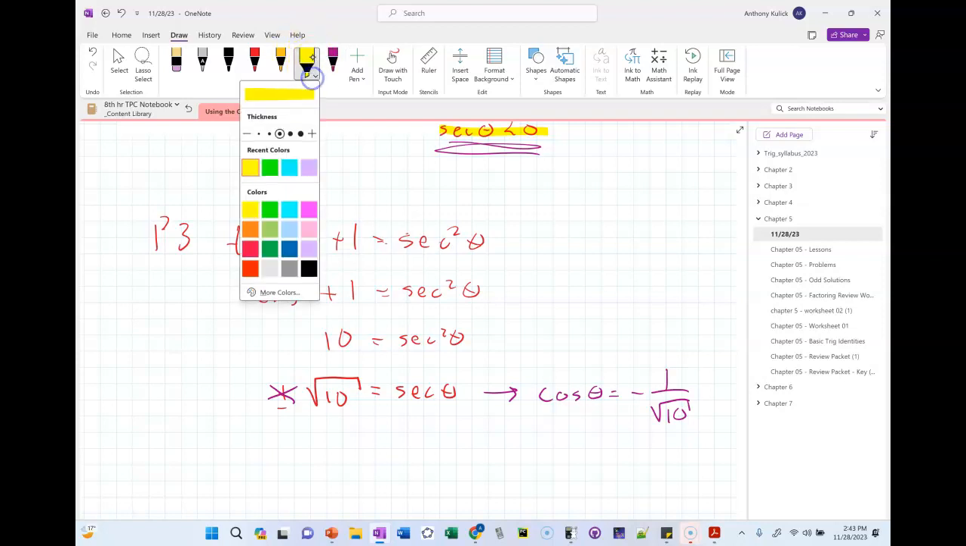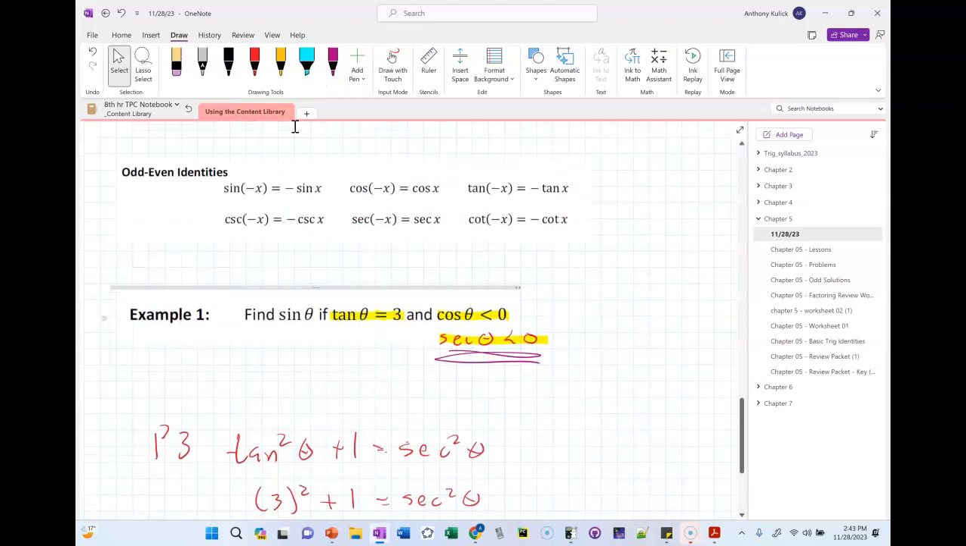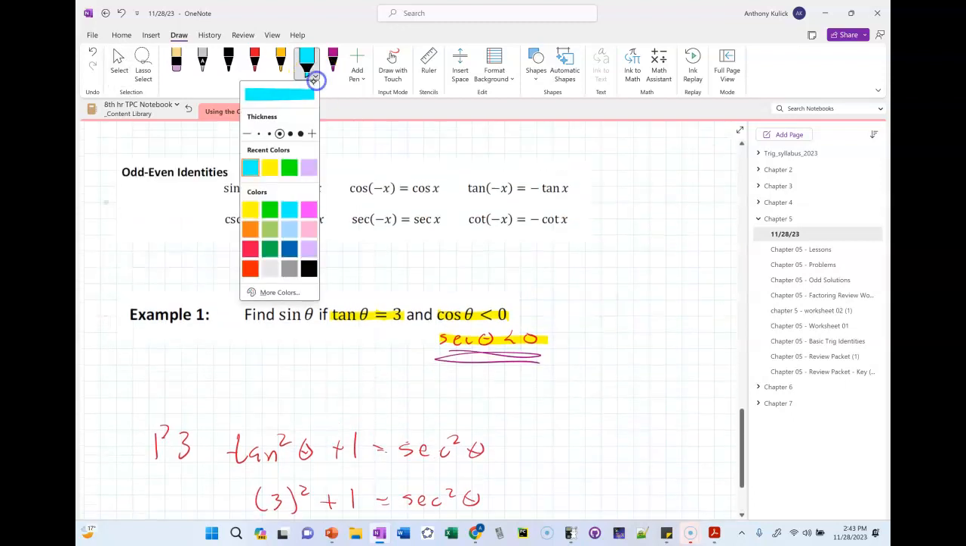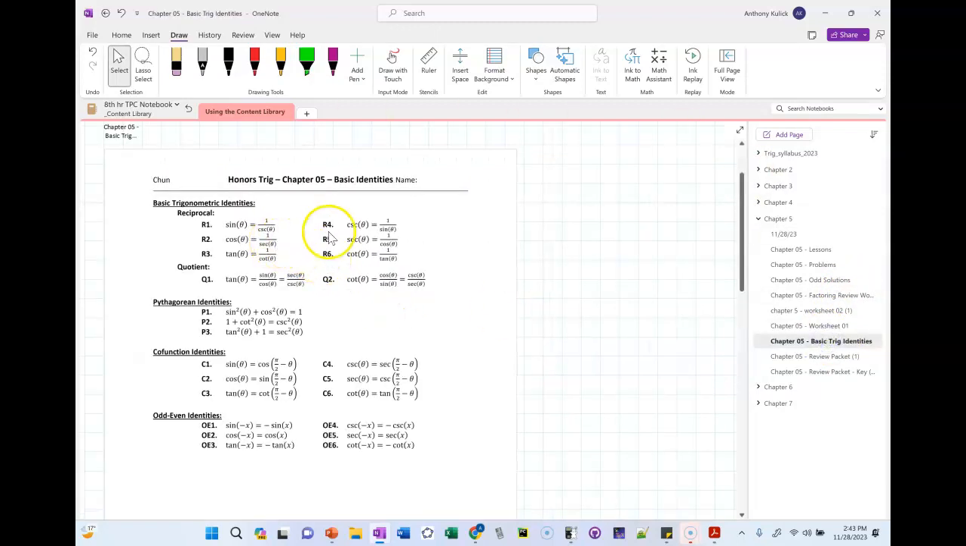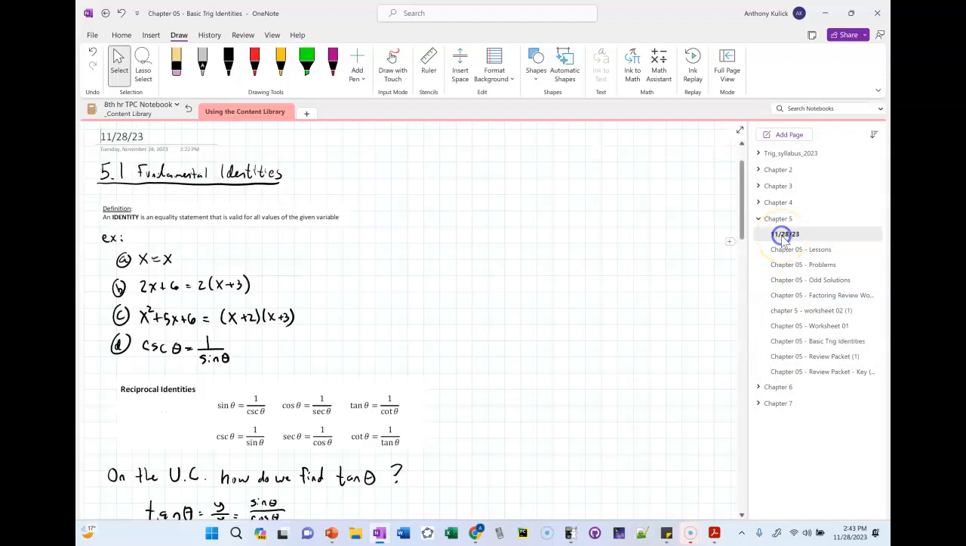Now, I'm going to go back to the original problem, and this time I'm going to look for an identity that relates sine, tangent, and either cosine or secant. So I'll go back to my identities. Nothing up here. Those all just have 2. Aha! If I look at Q1, tangent equals sine over cosine. That will work. Let's use that one.